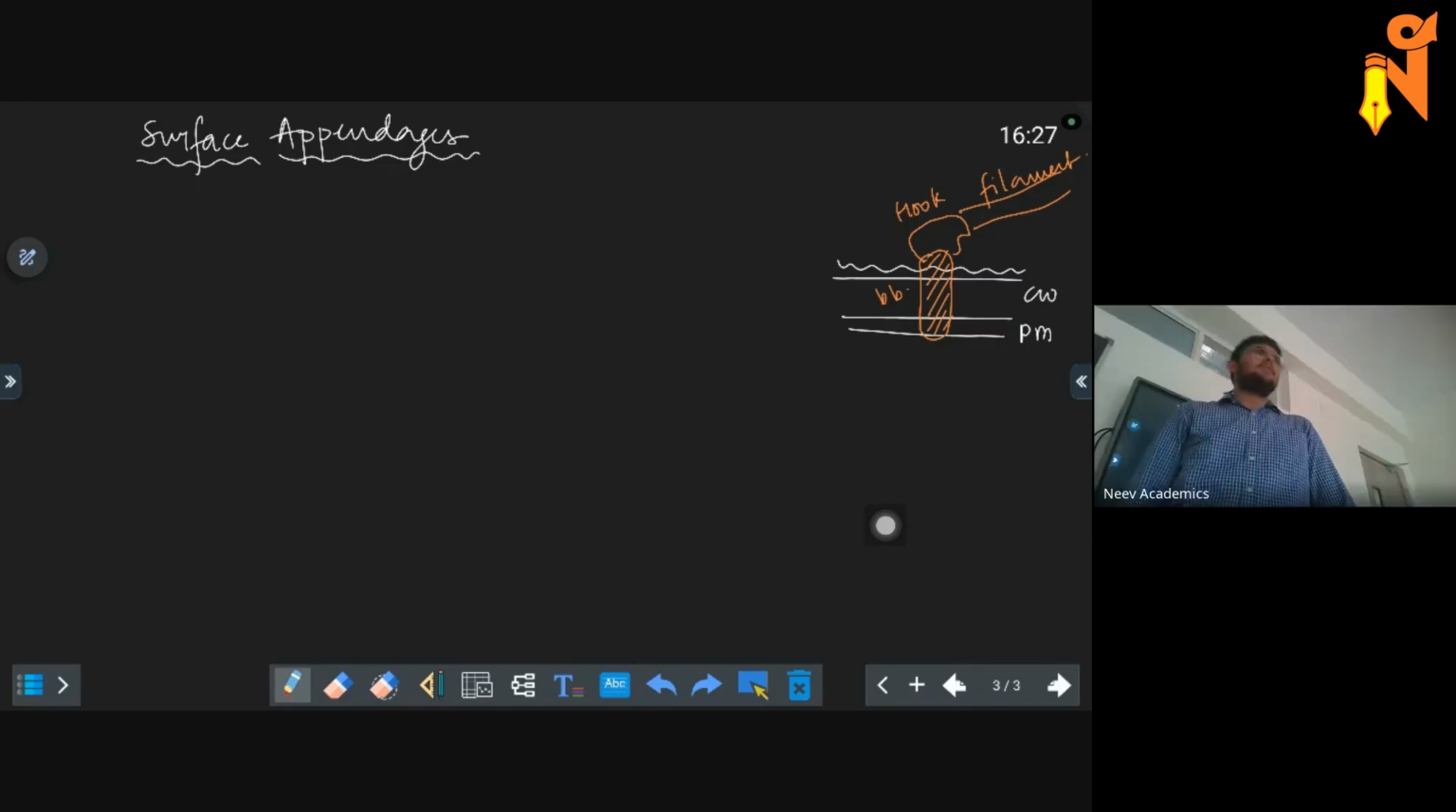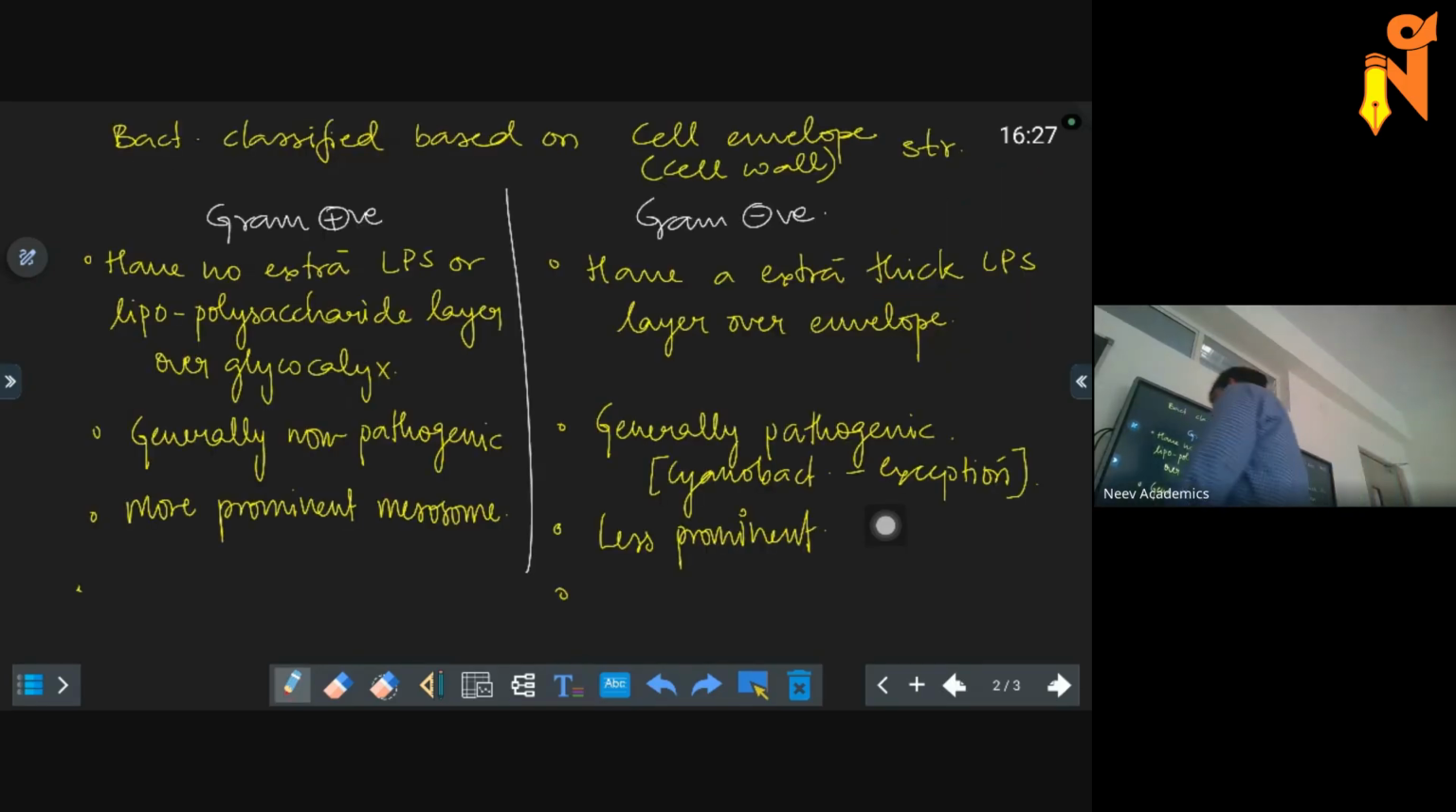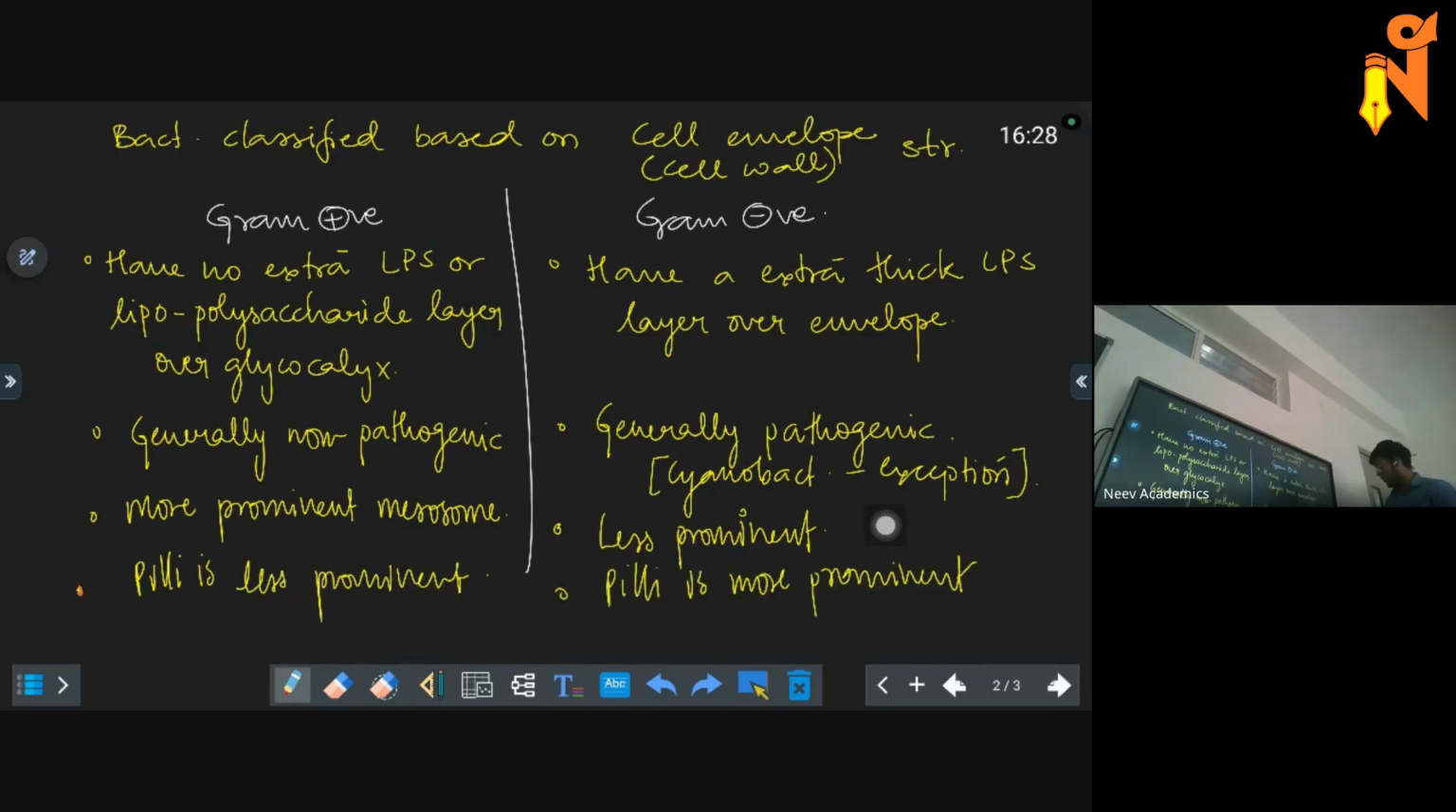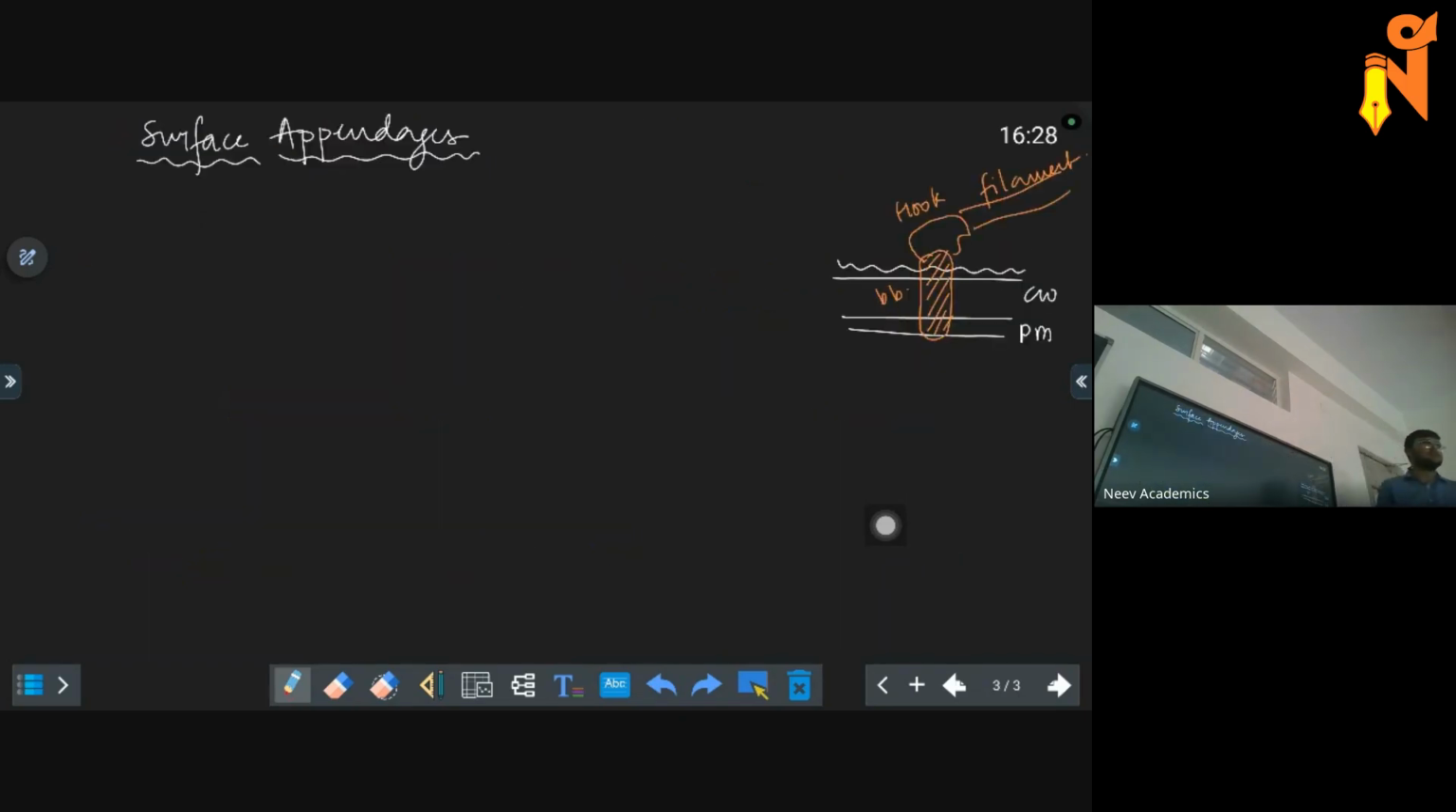Gram-negative. Okay. So this was the fourth point: pili is less prominent in gram-positive, and in gram-negative pili is more prominent. Again, it is not like it will be absent in gram-positive, but it will be less prominent and less efficient as compared to gram-negative. Clear?